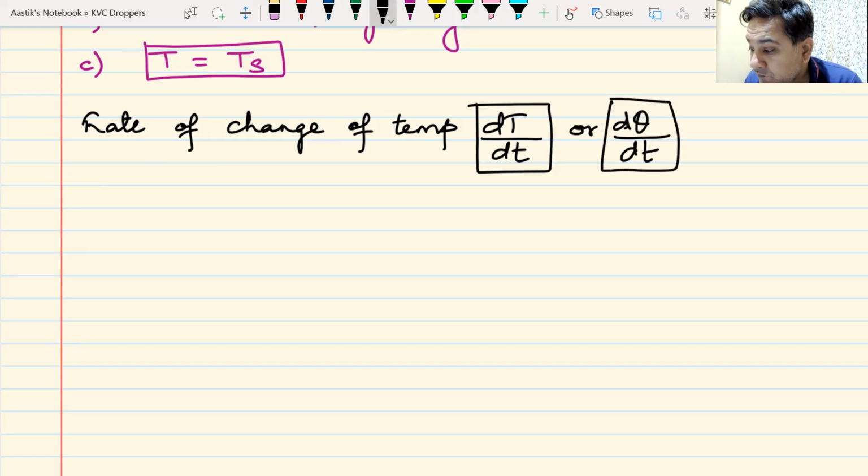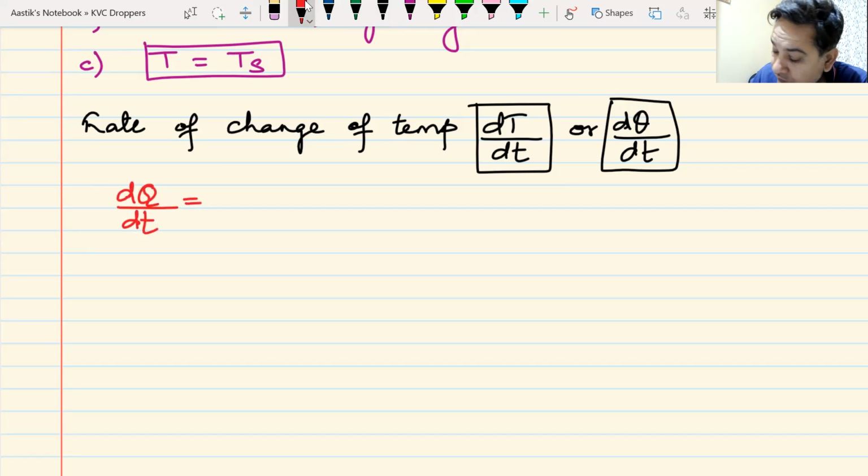Now, I know the rate at which the body is losing energy. Can anyone tell me what was the rate at which the body was losing energy? We just saw it. dQ by dt. Do we remember it? When the temperature is greater than the surrounding temperature, what was the formula that we got? dQ by dt equals e sigma A (T to the power 4 minus Ts to the power 4).